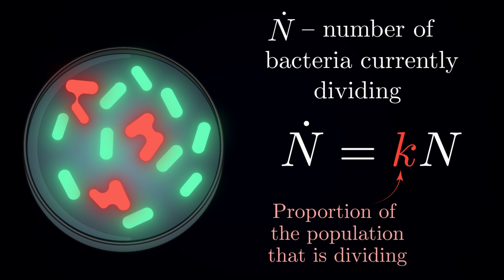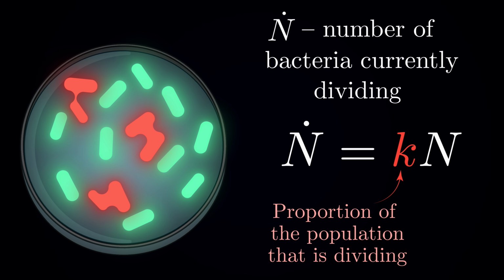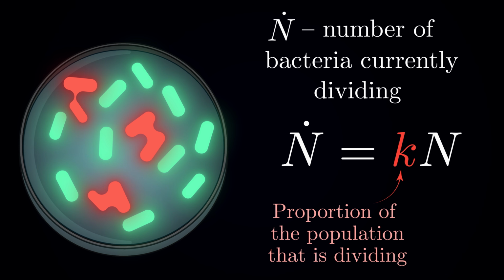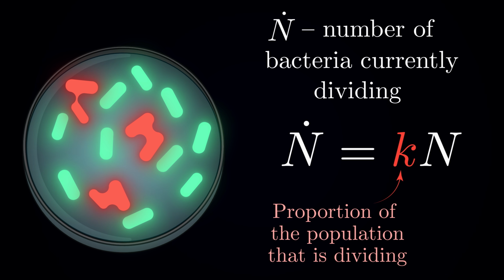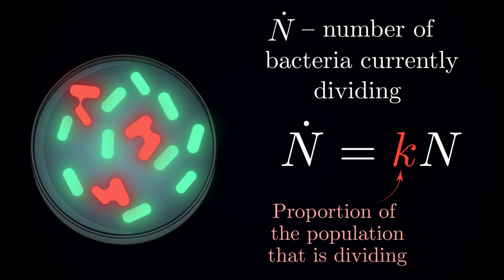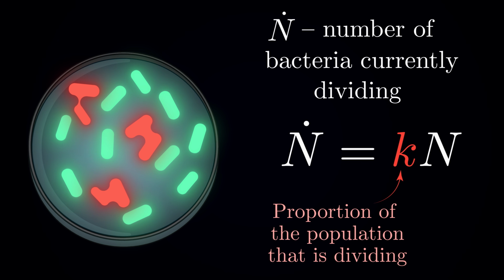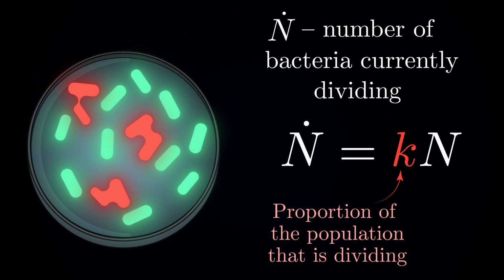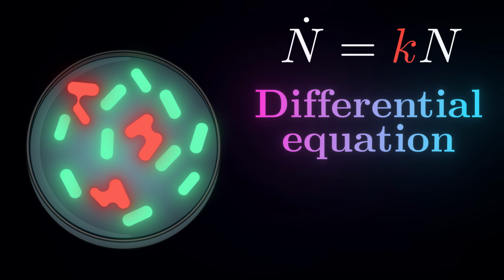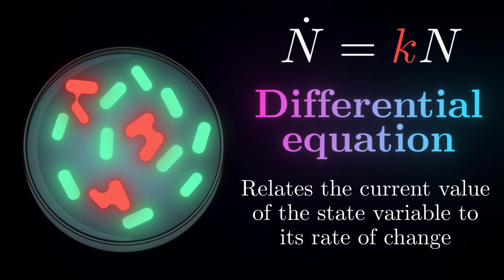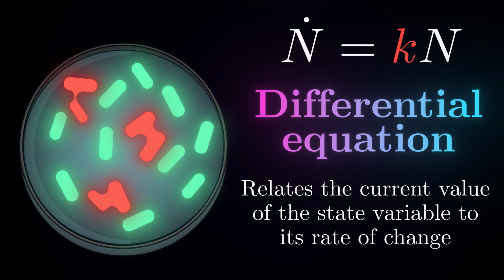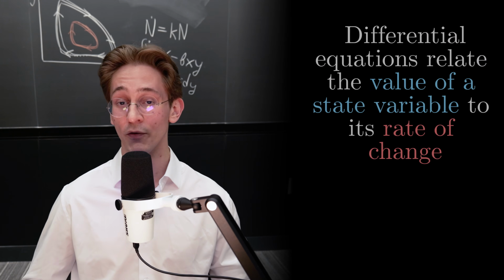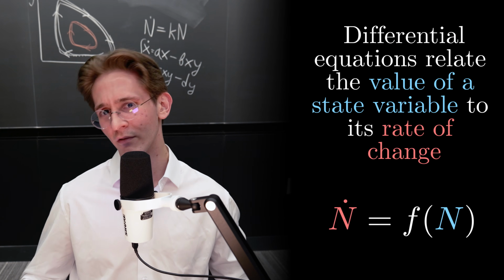The constant k represents the fraction of the population that are dividing at any given moment, and it depends on things like temperature or food availability. This simple-looking formula is actually a very big deal in mathematics. This is called a differential equation, and it relates a value of a quantity to its rate of change. Differential equations are the language of dynamical systems, describing how things change over time, from physics to neuroscience.